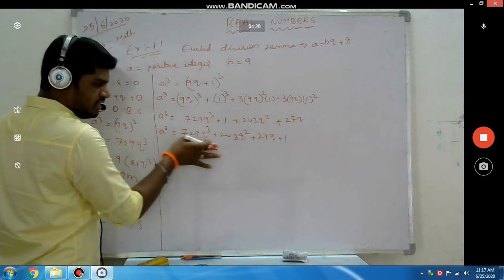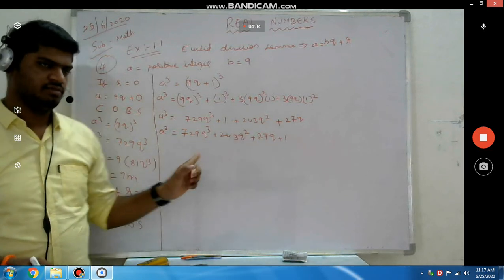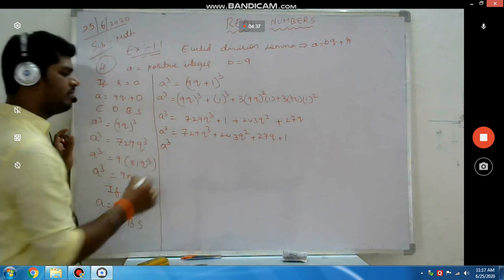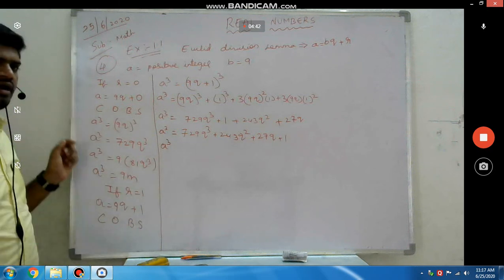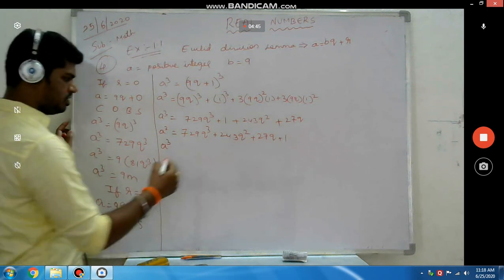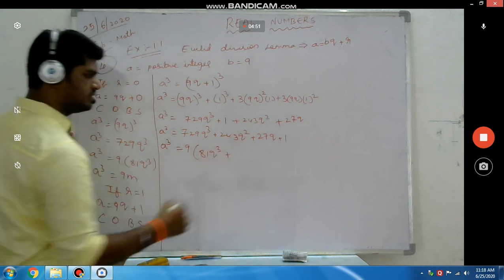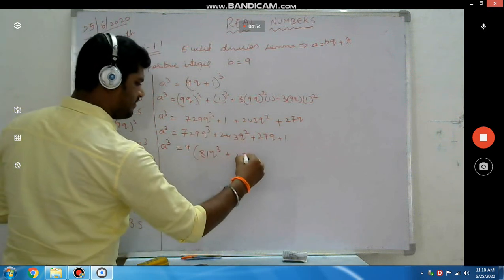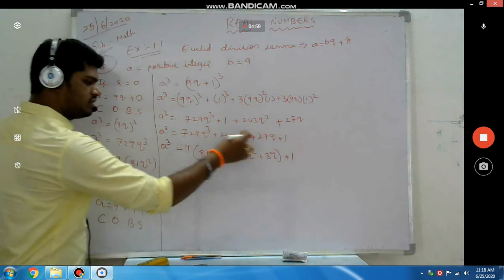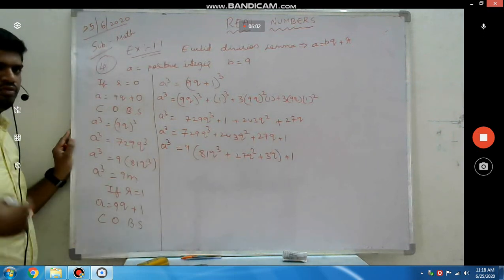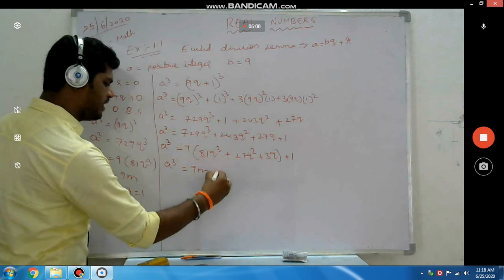If you observe, from the first three terms we can take 9 common. We can take other terms also common, but I want only 9 because I need to show it in the format of 9 into some constant plus 1 or 8 or 0. So taking 9 common, I get 9 into 81 q cube plus 27 q square plus 3q, plus 1. I replace everything in the bracket with a new letter, m, then a cube is equal to 9m plus 1.